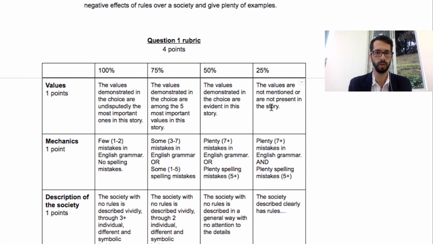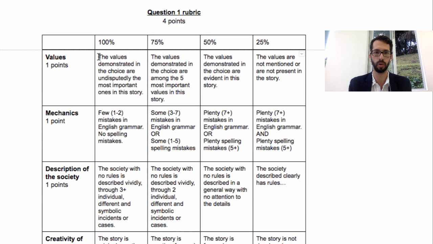This one is not for you, it does exist, but you need to focus on understanding the best answer, making sure that I won't confuse and give you this, because you will explain very well that these are not among the 5 most important, but undisputedly the 2 most important, and that you use quotes to do that. If you have 1 or 2 mistakes in English grammar, that's fine, you're still in the 100% zone in the mechanics category. No spelling mistakes, because you use the computer, there is a speller, it autocorrects your spelling mistakes. Just don't be lazy, get 100% of this 1 point.